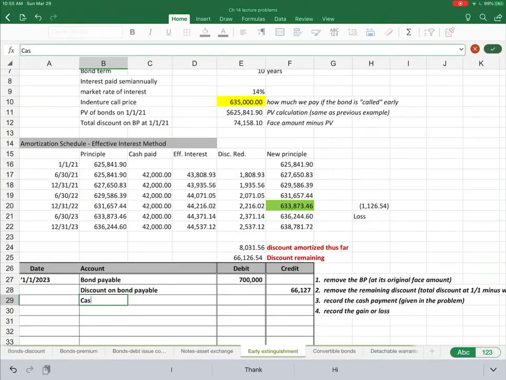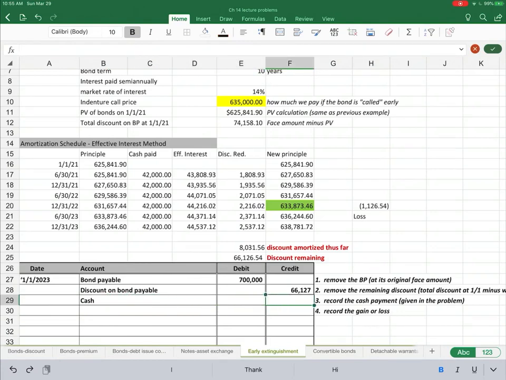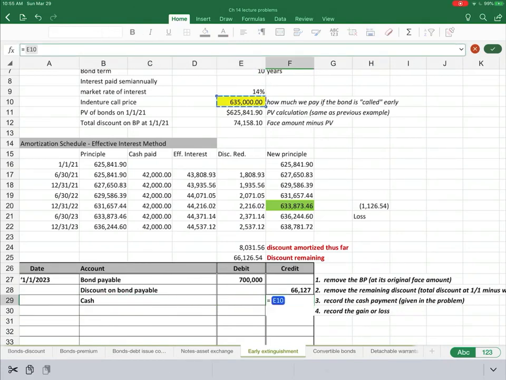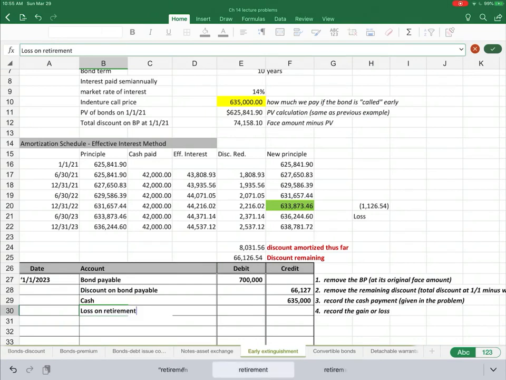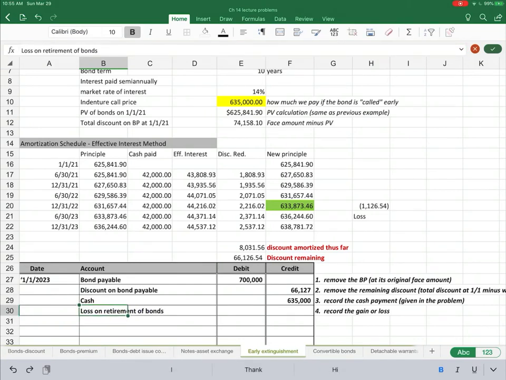Number 3, we're going to record the cash paid. So again, we were told in the problem that the amount of cash that we are going to pay to retire these bonds is going to be $635,000. That's the amount that was given to us in the problem. And then the last piece of this is what we already calculated as our loss on retirement of bonds.